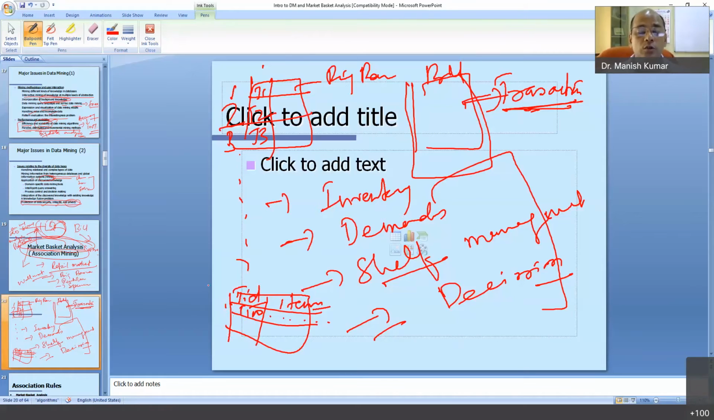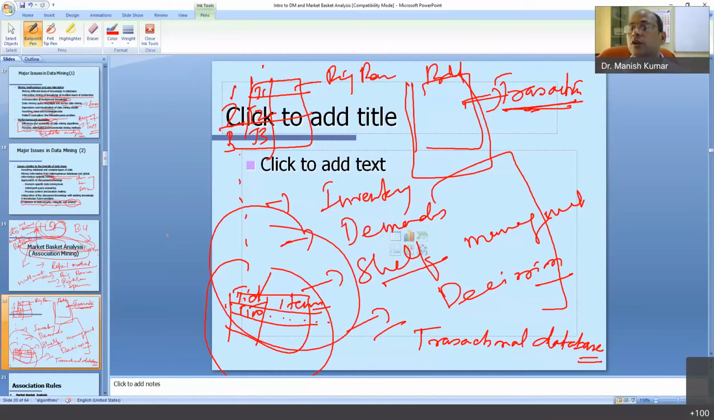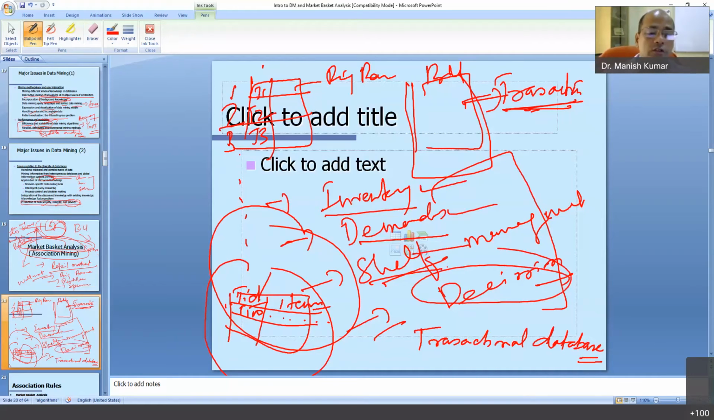Once you store this, such a database is known as a transactional database. So we call it a transactional database. These transactional databases are created out of your purchases itself, and then the domain holder like Big Bazaar wants to analyze these transactions so that they can do some sort of improvement in terms of inventory, demands, and shelf management as well, and can take some decisions out of it. So this is what the goal is.